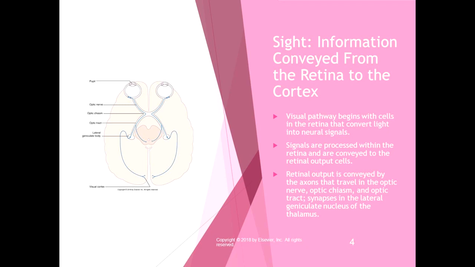remember all the sensory information coming from the body. In order to have crude awareness, it has to go through the thalamus. The visual information, the sight information, goes through the thalamus as well. So the thalamus is hugely important for processing sensory information.